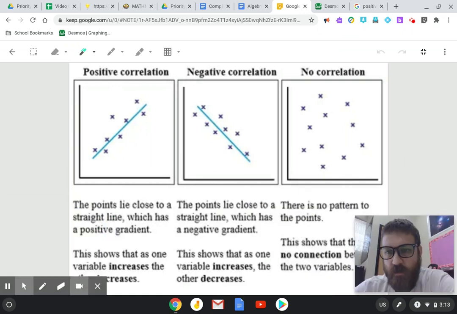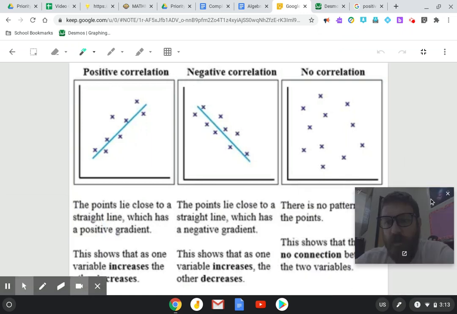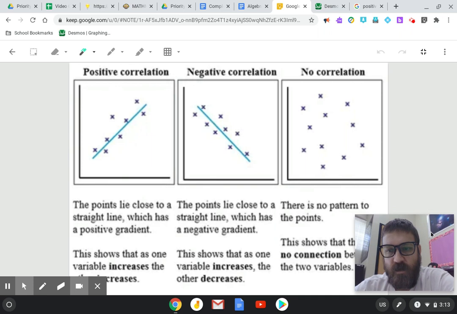Get my face out of the way here. Well, I'll just leave it there until I need to move it.